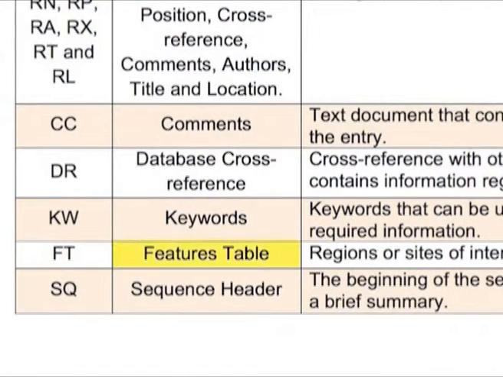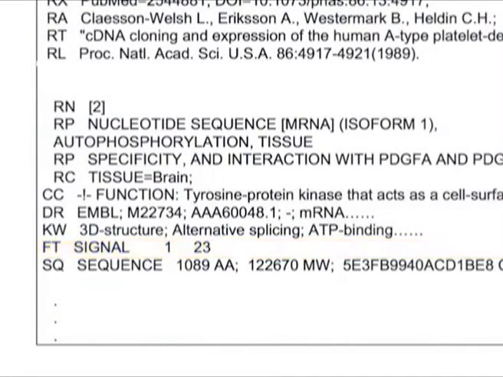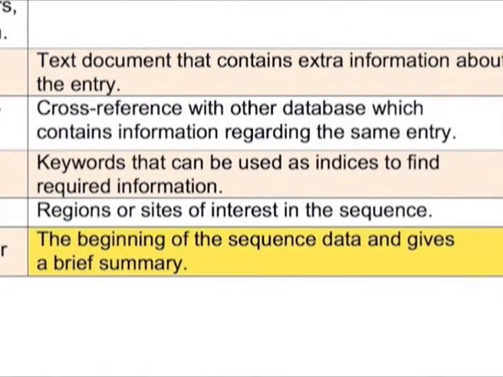FT means features table. Describes the regions or sites of interest in the sequence. Example, modifications, binding sites, etc. Last, SQ, the sequence header, indicates the beginning of the sequence data and gives a brief summary.